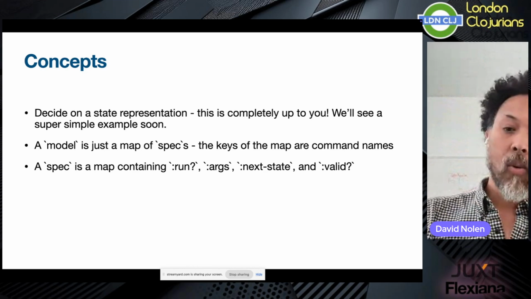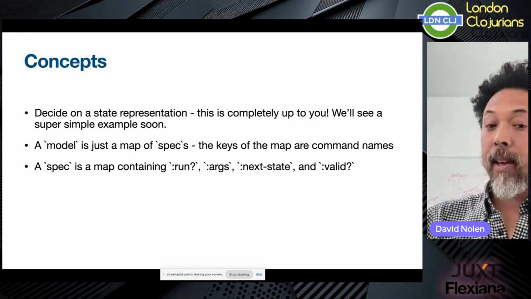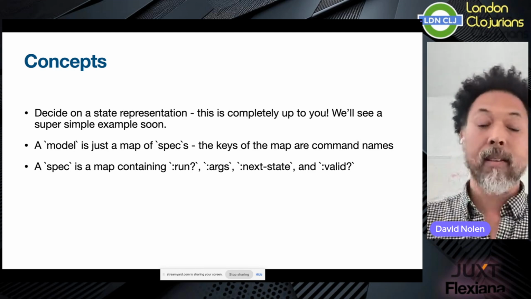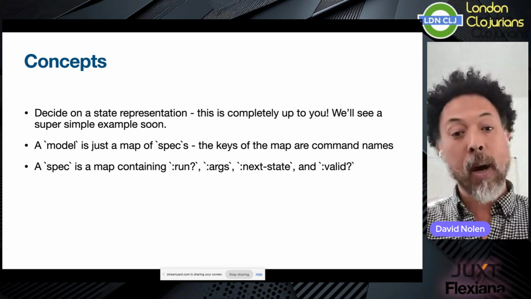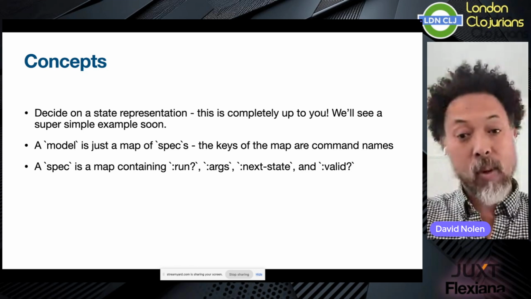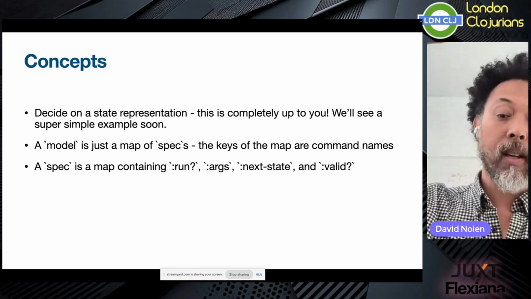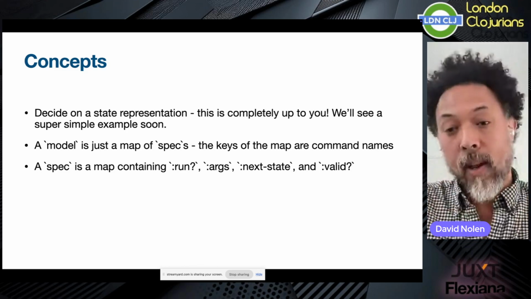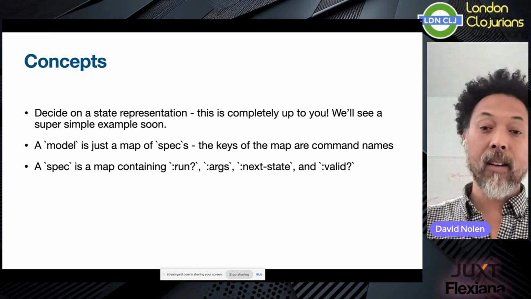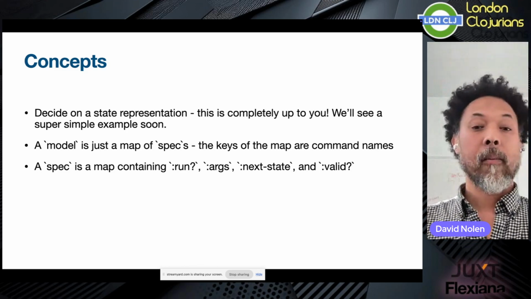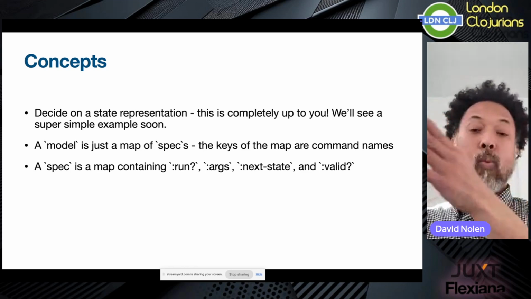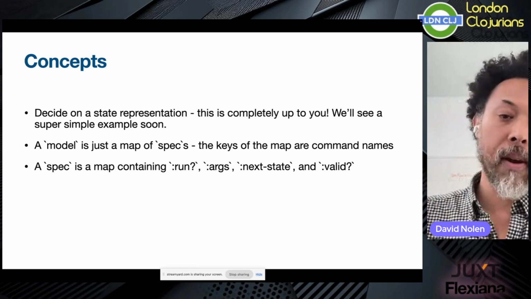So just to reiterate, run is whether this command can run. Args are the arguments that we're going to generate with that command. Next state is a function that takes your model state, this simplified state that you created, and adds something to it such that the next command that will be generated can know whether it can run. And then finally, valid: during shrinking, maybe a previous command gets rejected, and then maybe we need to get rejected. Valid will run that check.